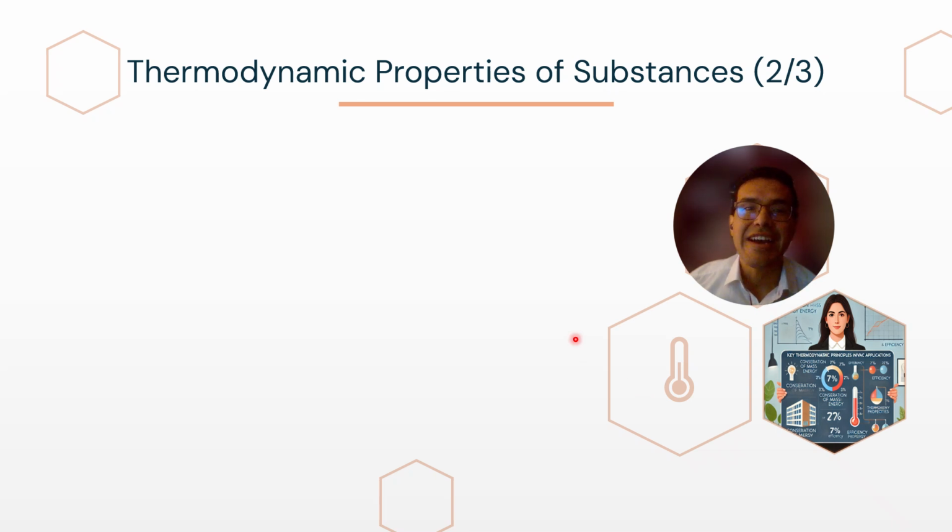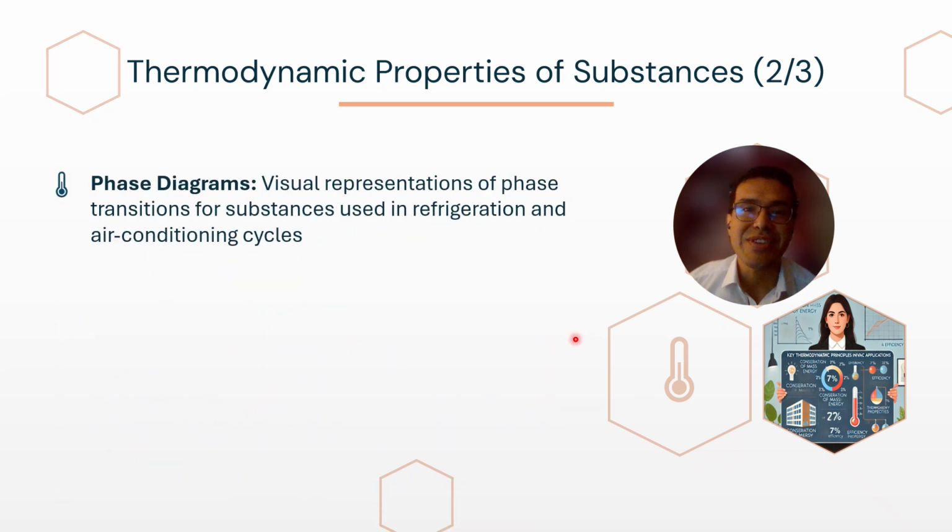Phase diagrams are essential tools for visualizing how substances transition between different states. In HVAC applications, phase diagrams illustrate saturation lines, critical points, and phase change behaviors of refrigerants and other working fluids. These diagrams provide engineers with a clear representation of where a substance exists as a liquid, vapor, or a mixture of both, ensuring proper refrigerant selection and system efficiency optimization.